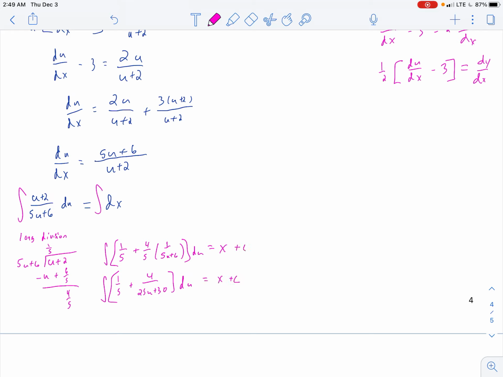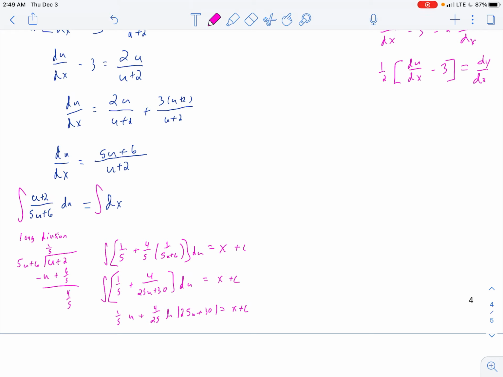All right. Now the integral of 1/5 is just going to be (1/5)u over here on the right, plus the integral. I'm going to have a 4 on the outside, and when I take the derivative of 25u + 30, this is going to be u substitution, and so I'm going to have 25 on top, so I need to make sure that I pull that out. Have 4/25 on the bottom, and so then I'm going to have natural log of 25u + 30 equals x + c. Now I'm finished.